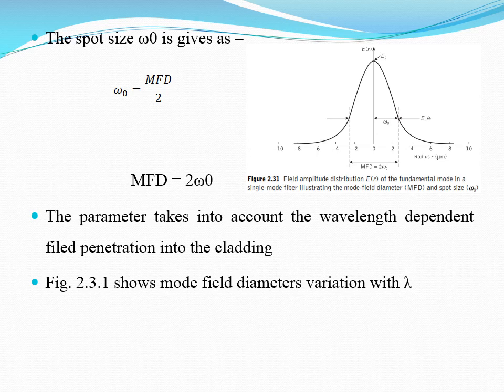And this omega naught is termed the spot size. So spot size is equal to MFD by 2, or MFD is equal to 2 times the spot size, which is omega naught. This parameter is considered so that the wavelength is a dependent factor, and the penetration of light into the cladding is affected by this parameter. And we can see the diameter variations with lambda.